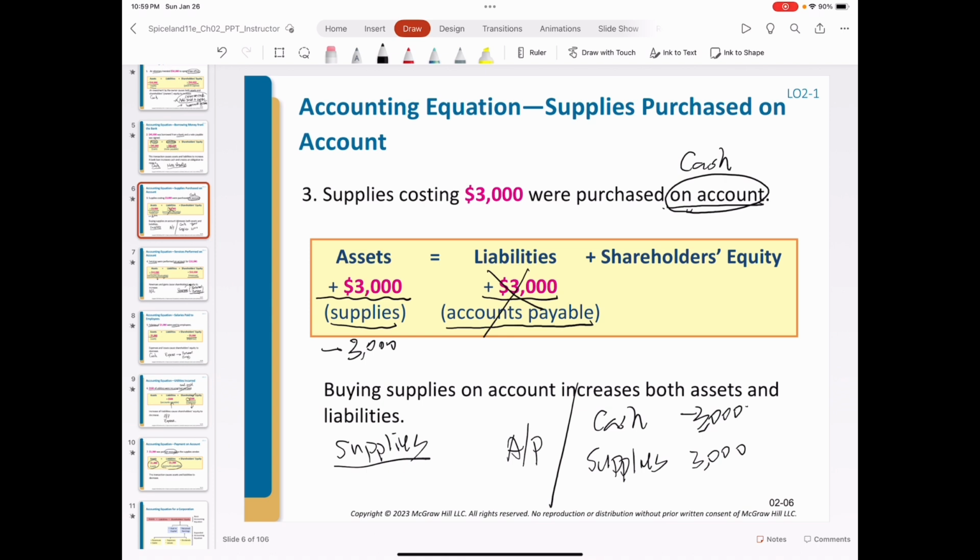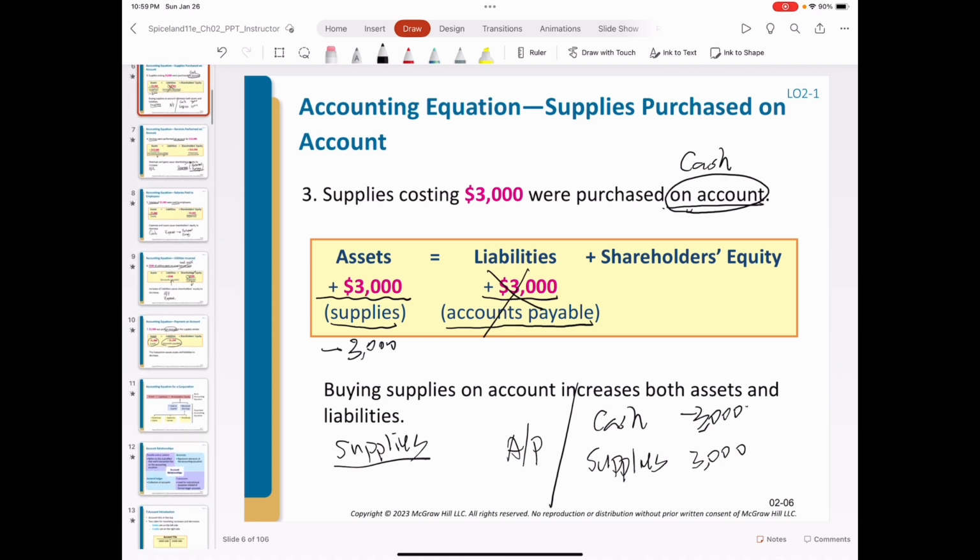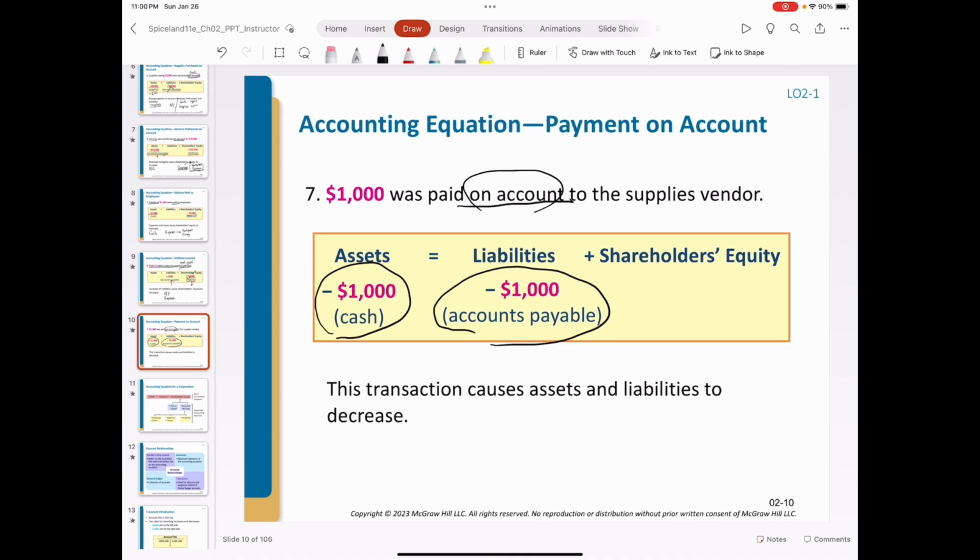Remember here, the vendor provides supply $3,000, while the $3,000 purchase was on account. And number 7, the law office pays $1,000 out of the $3,000. It partially paid off its accounts payable. So there's still $2,000 accounts payable left for future payments.